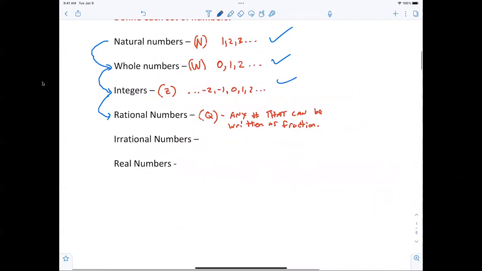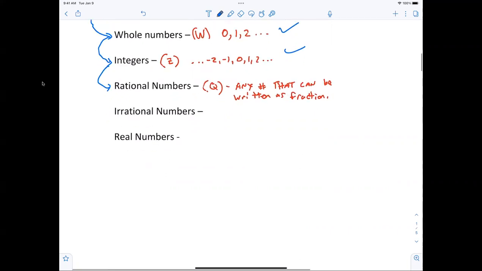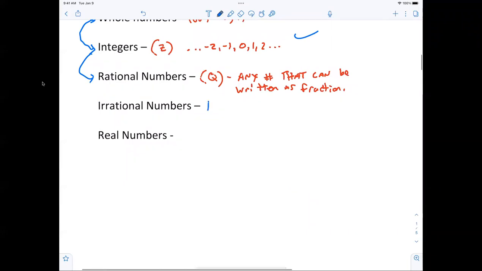Now let's look at, before the day ends, irrational. If rational means you can be written as a fraction, irrational means you cannot be written as a fraction. The abbreviation is IR, for irrational. Any number that cannot be written as a fraction is irrational.